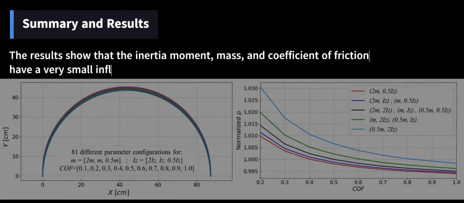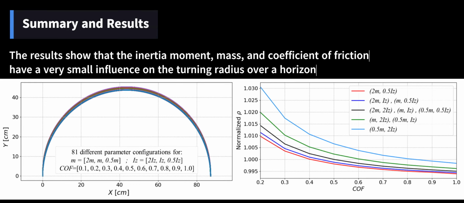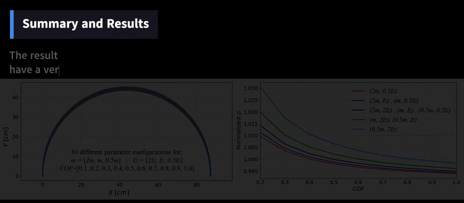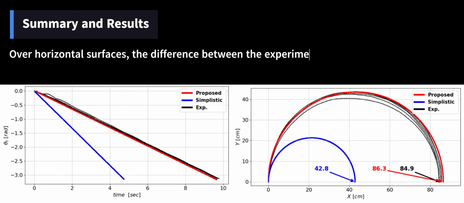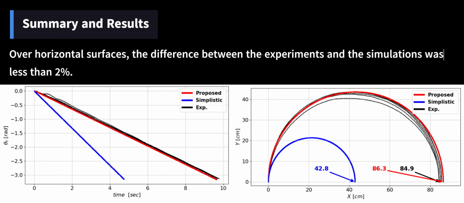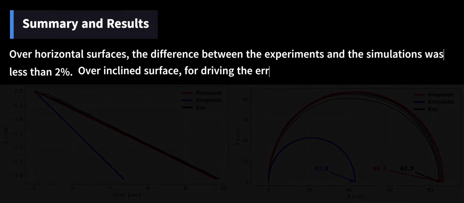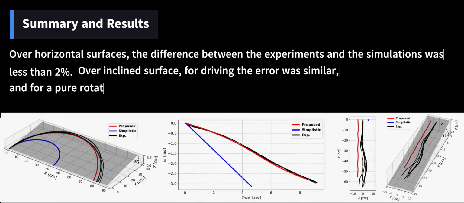The results show that the inertia moment, mass, and coefficient of friction have a very small influence on the turning radius over a horizontal surface. Over horizontal surfaces, the difference between the experiments and the simulations was less than 2%. Over inclined surfaces, for driving the error was similar, and for a pure rotation the error was less than 10%.